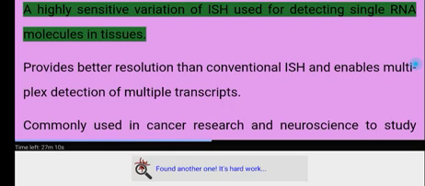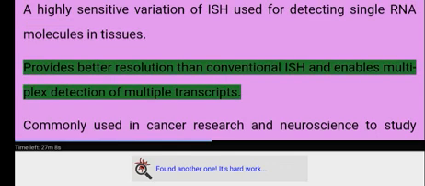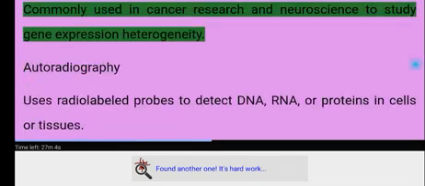RNAscope technology. A highly sensitive variation of ISH used for detecting single RNA molecules in tissues. It provides better resolution than conventional ISH and enables multiplex detection of multiple transcripts. Commonly used in cancer research and neuroscience to study gene expression heterogeneity.